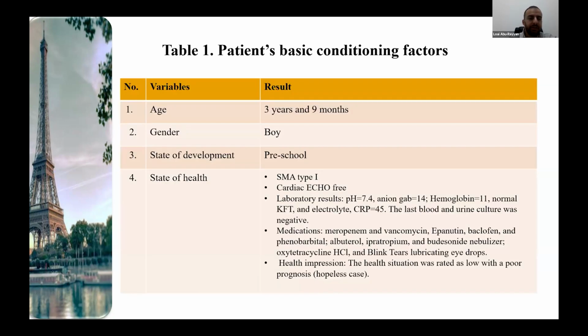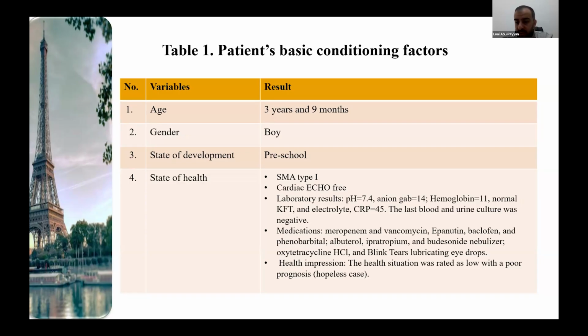The main result of this paper, Table 1, patient basic condition and factors. The patient's age is 3 years and 9 months. Gender, he is a boy. State of development, preschool age, and state of health, type 1 SMA. Cardiac echo was free, the last cardiac echo. Laboratory results during the last admission to our pediatric ICU: pH 7.4, anion gap 14, hemoglobin 11, with normal kidney function tests and electrolytes.